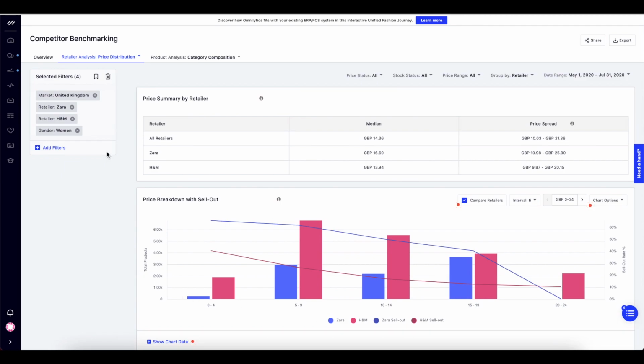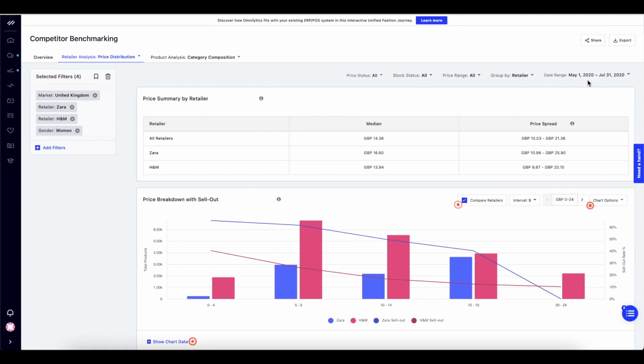Let's take a look at how to review your competitor's pricing strategy across different categories through a few simple steps with Omnilytics dashboard. Before we start on the analysis, let's take a look into the filters to be selected. On your top right-hand corner, we have a date range.